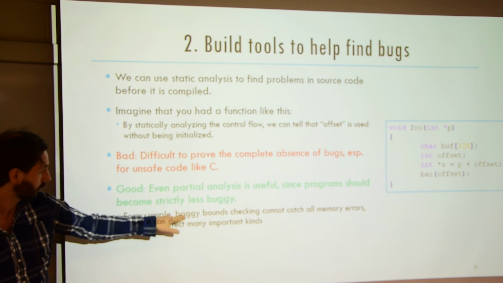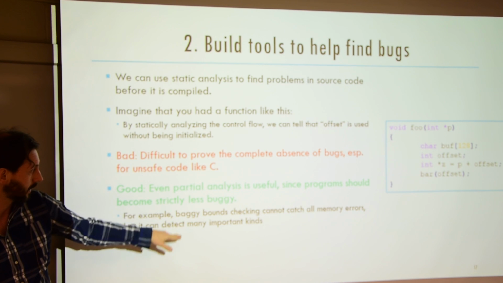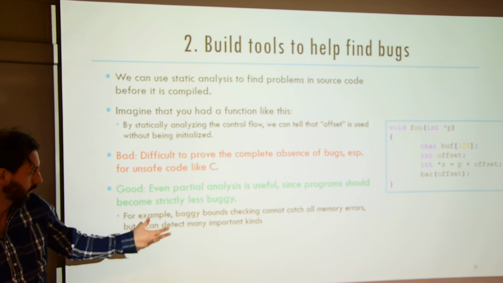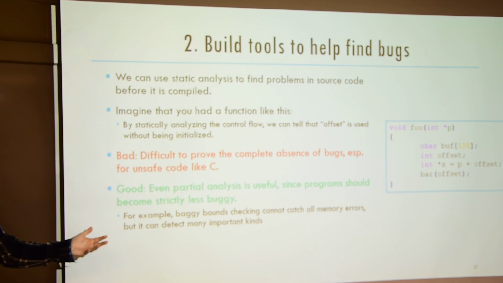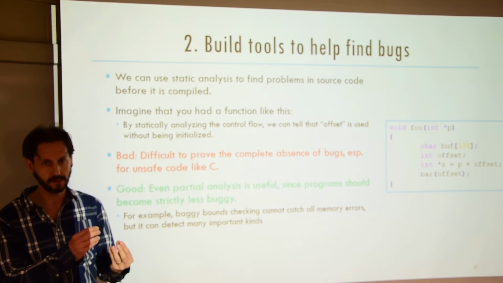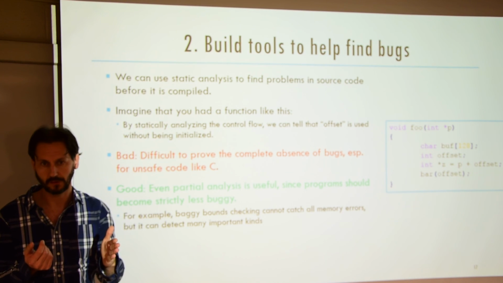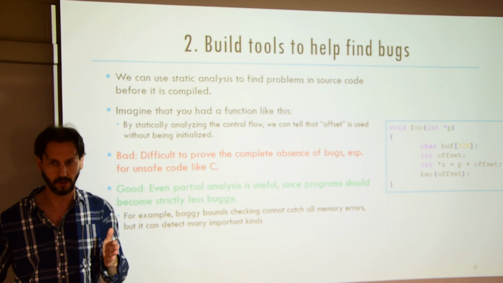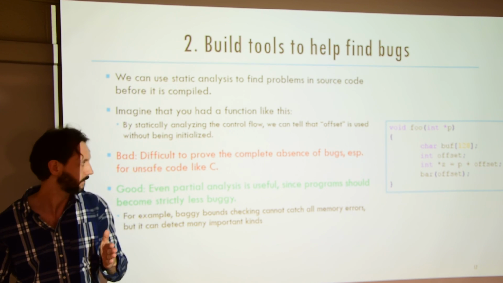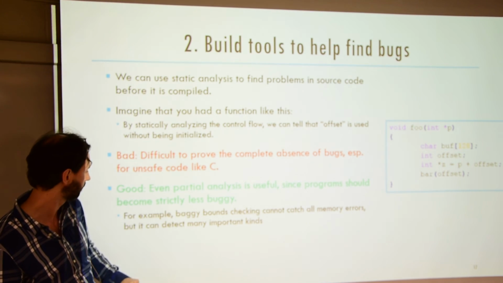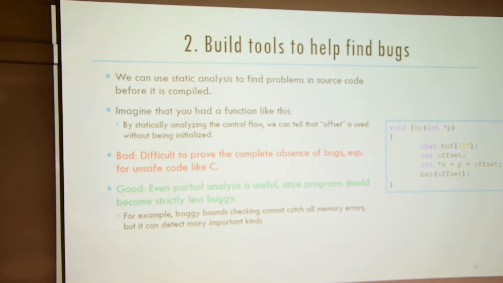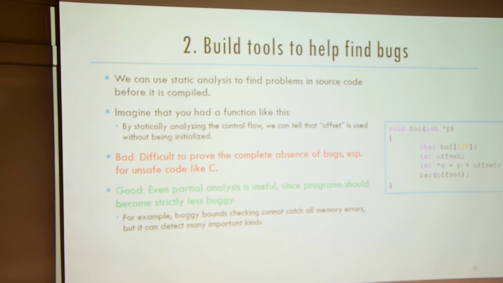So we will talk about bounds checking in a moment. Well, this is just an example. It cannot catch all the memory errors, but it can detect many important kinds. Bounds checking really means that for each pointer, you remember the base where it starts in your memory, and also how much memory is allocated to that in a smart way. So yeah, you'll have to be careful.